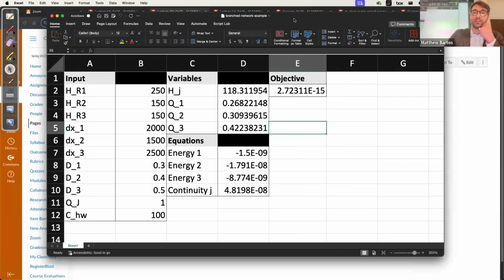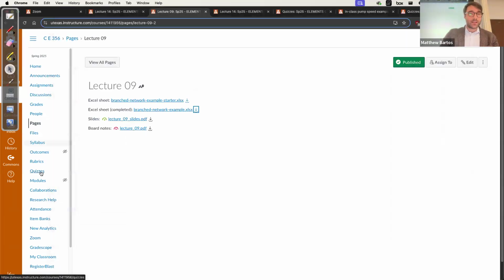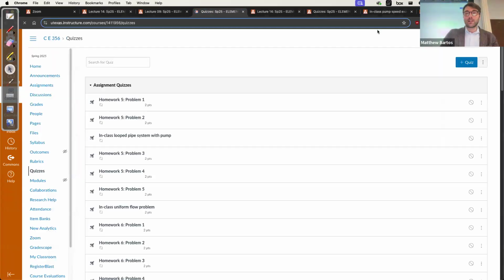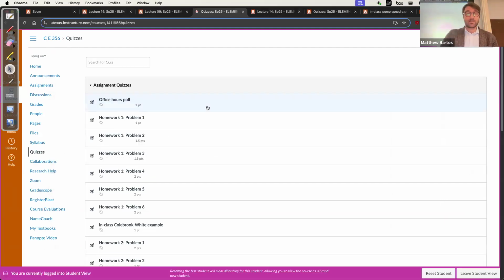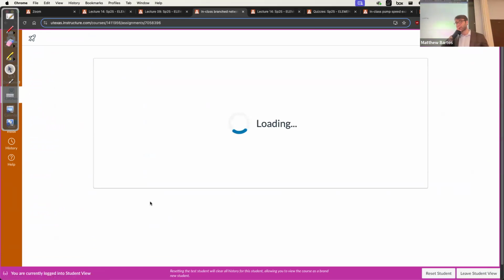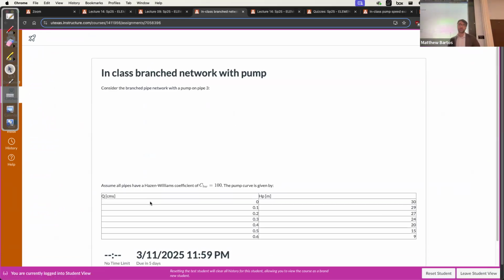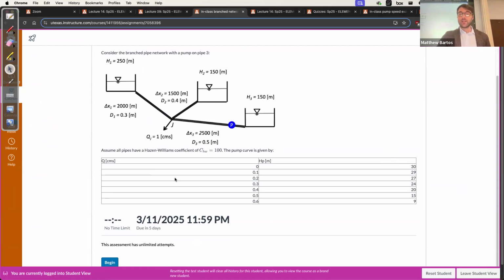Okay, so this is the completed example for the original branched pipe network. So let's say we have a pump that we're adding to this system. And for the pump, I'm going to use the following pump curve. This is in Canvas Quizzes, in-class branch network with pump. Okay, so we have this system here, and we have a pump curve.